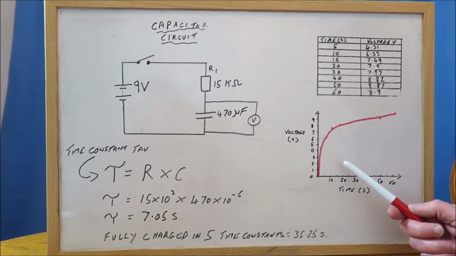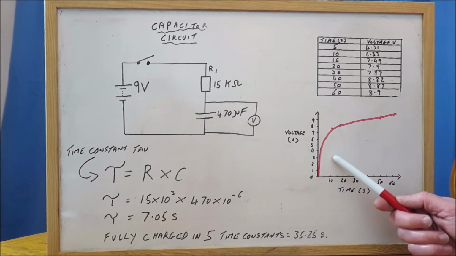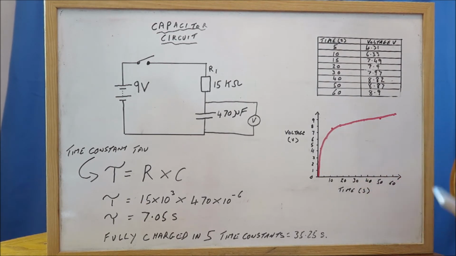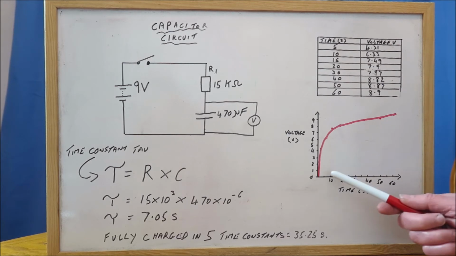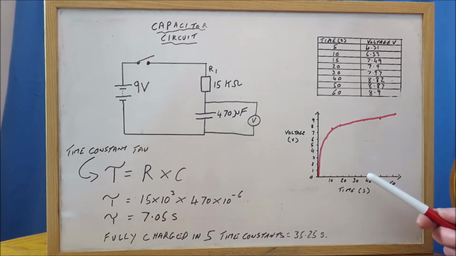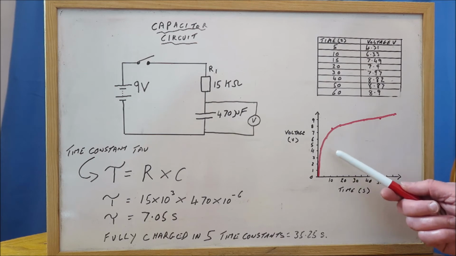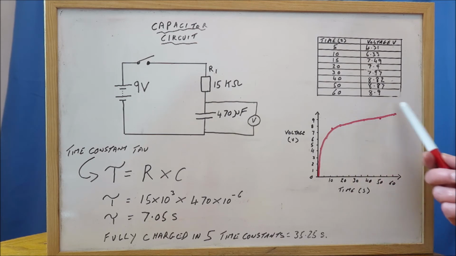So plotting these on the graph, we can see that the curve has this kind of shape, and that's got a very special name to it. That's called an exponential curve. And so the growth is exponentially growing. So the voltage is exponentially growing.